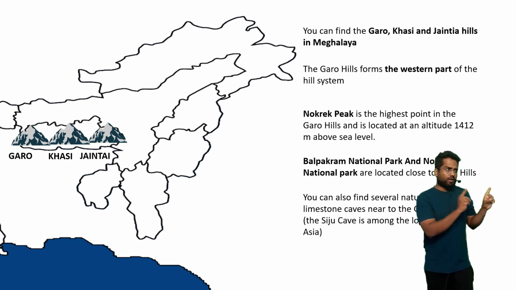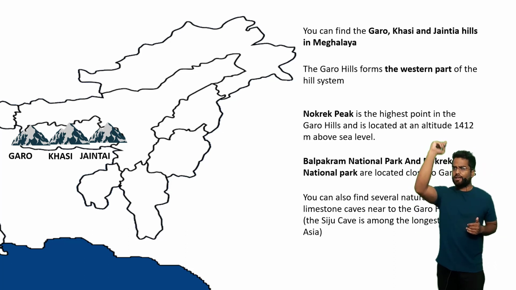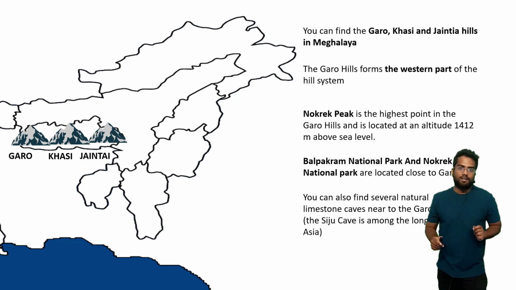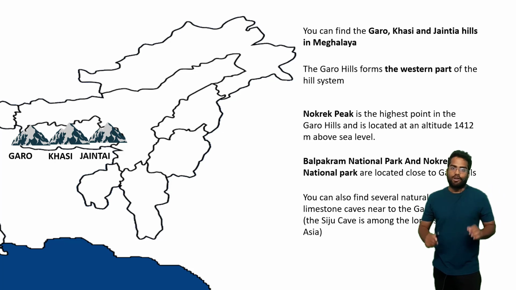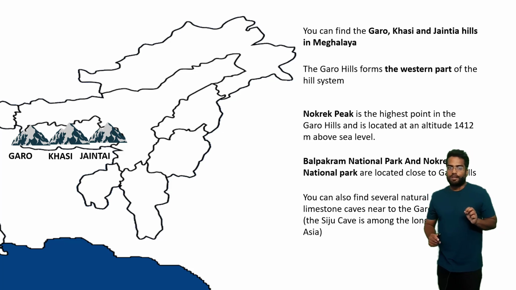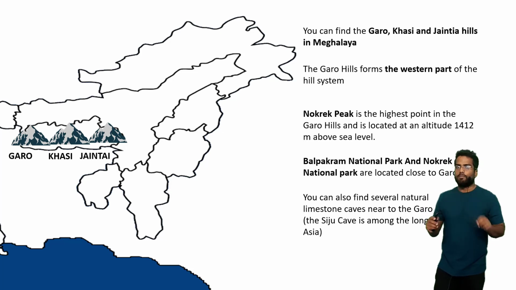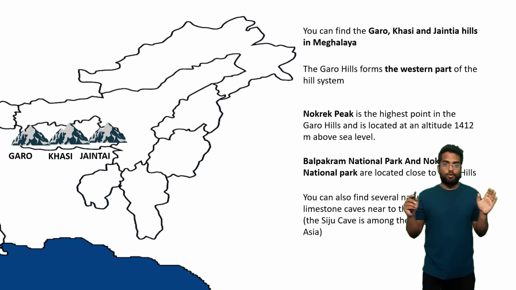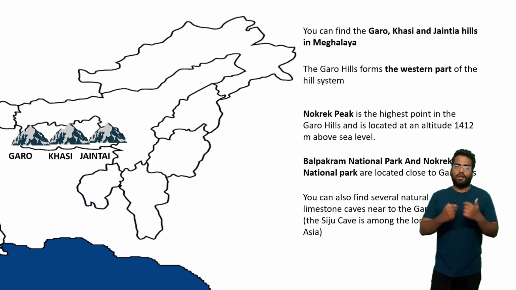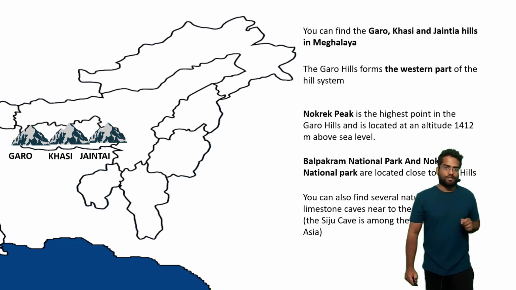Now, one more interesting thing: when we talk about a hill or a mountain system, we always talk about the peak, the highest point. The highest point of Garo Hills is known as Nokrek Peak. So it is obviously located in Garo Hills. Now, one more important thing. Around Garo Hills, we have two interesting things, that is two national parks. If you're familiar with the UPSC exam, you should know that UPSC loves national parks. It loves wildlife sanctuaries. It loves national parks. So let's explore the national parks around Garo Hills.